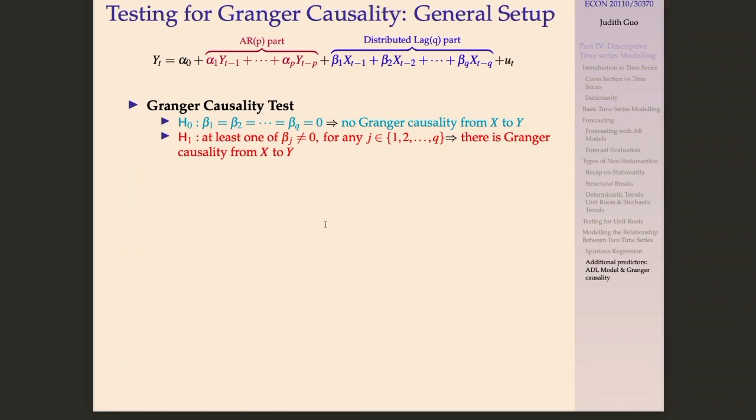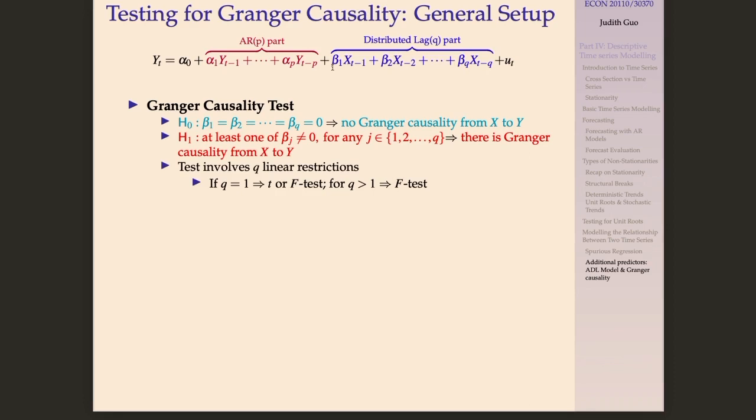So, wrapping up Granger causality, the general setup. If we have an ADL(P,Q), so an AR part and a distributed lag part, Granger causality is about testing the betas. We want to test whether all of beta 1 to beta Q are jointly 0. Under the null, they are 0, no statistical significance, no Granger causality. Under the alternative, at least one is different from 0, there is Granger causality. So inherently, there are Q linear restrictions.